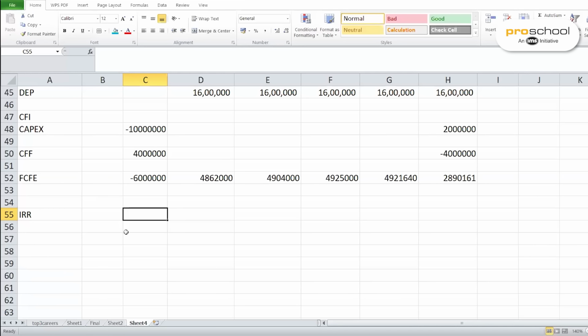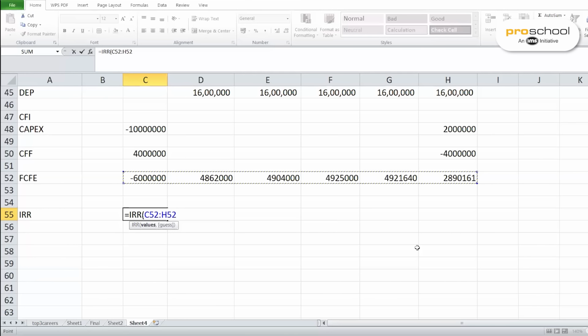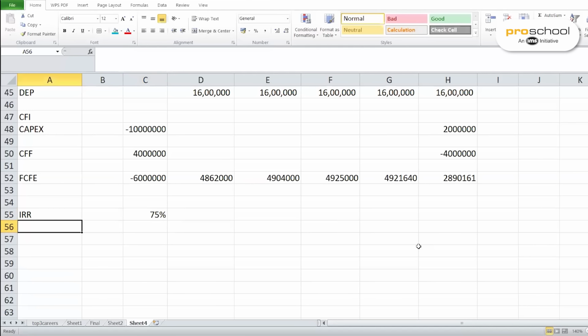Now, to calculate the IRR, I simply have to use the Excel IRR function, and Excel asks me for the values. Excel is asking what the values are for the 5-6 years you are generating. I will just select those values and press enter, and I'll get 75%. So this tells me, with certain assumptions, that the model I have built and forecasted is giving me a return of 75%.